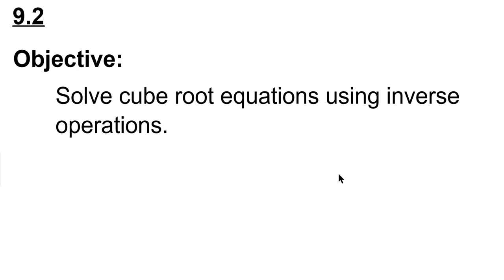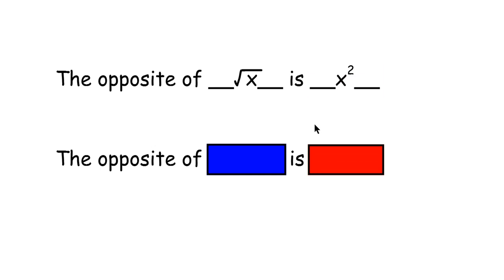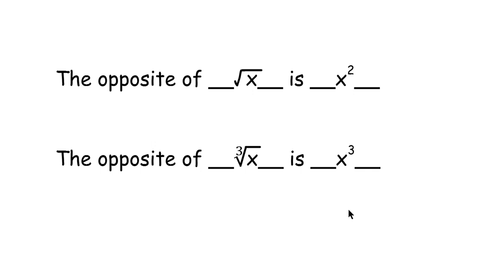2. This will be solving cube root equations. Our objective is to solve cube root equations by using inverse operations. So a little quick review of those inverse operations. Yesterday we saw that the opposite of something that is being square rooted is squaring it. So the opposite of cube rooting it is not squaring it. That's the top one. When we have a cube root, we cube it. So that is what we're going to be looking at, solving those types of equations today.